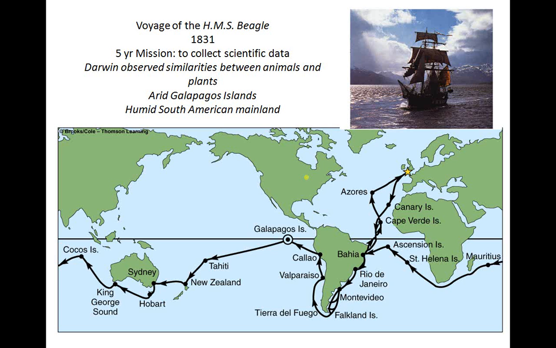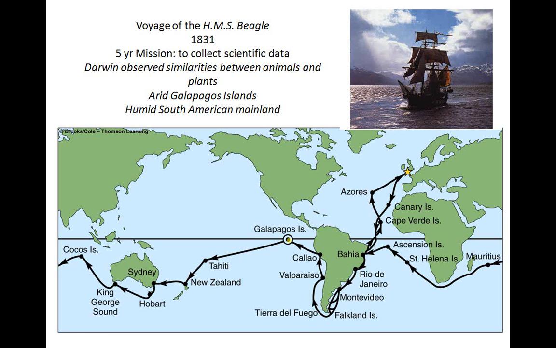So let's talk about the voyage. It began in England, eventually went south, went around the eastern coast of South America, up the western coast, and then eventually they hit the equator where they proceeded west. And there you see here, went to the Galapagos Islands. They stayed there for quite a while.